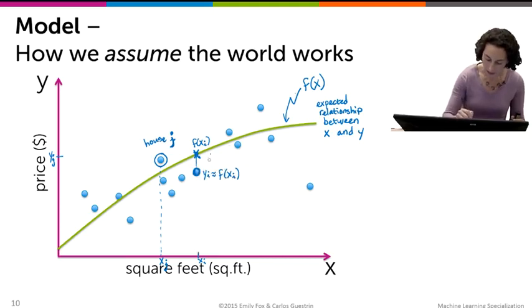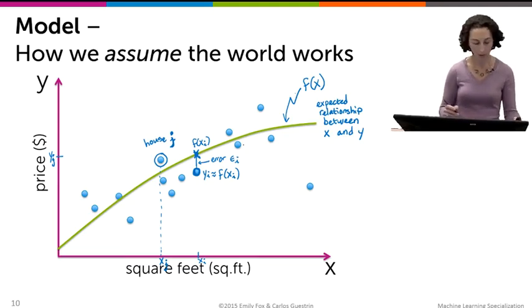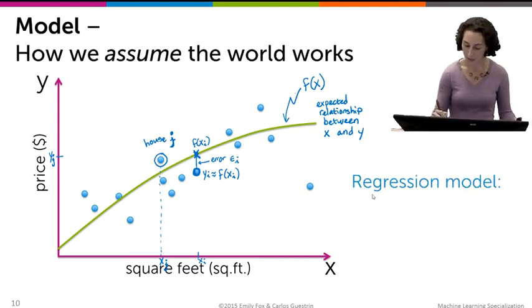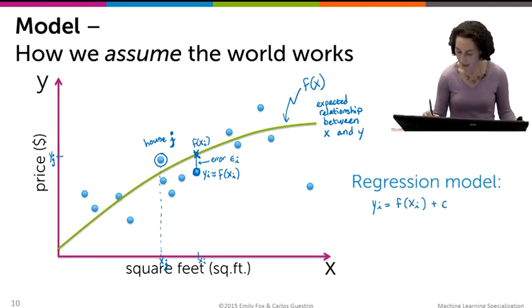And we're saying that our observations, which don't fall exactly on this curve defined by f, have some error. So we'll call this error, specific to house I, epsilon I. So what our regression model is saying is that we're assuming that our observation yi is equal to f of xi, our expected relationship between x and y, plus some error.